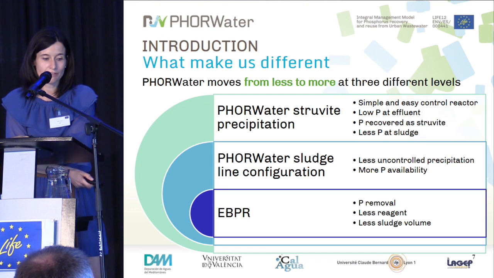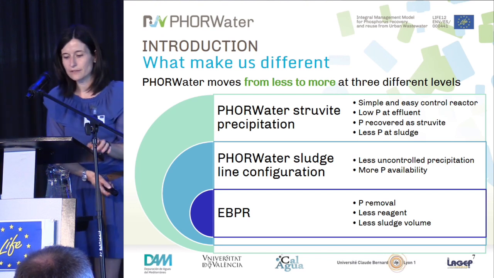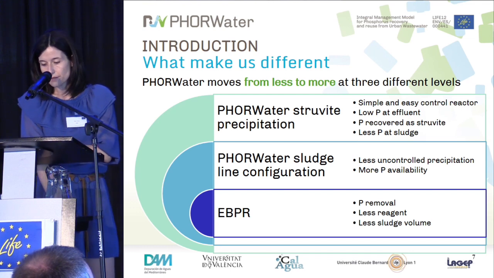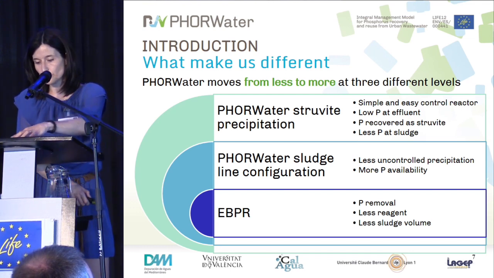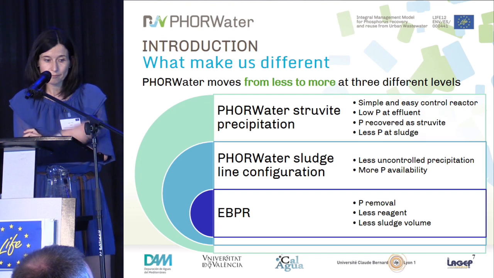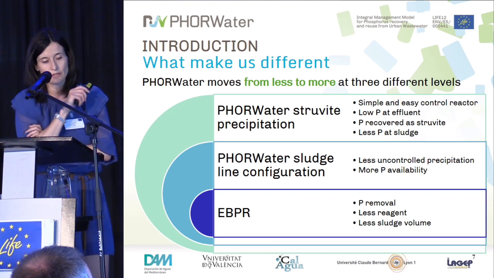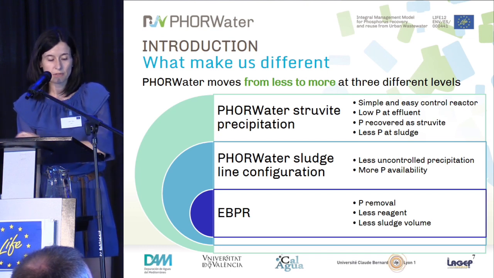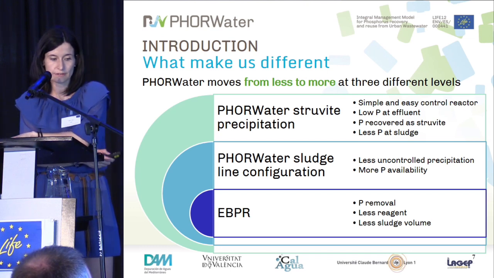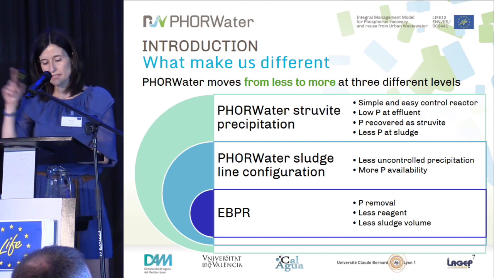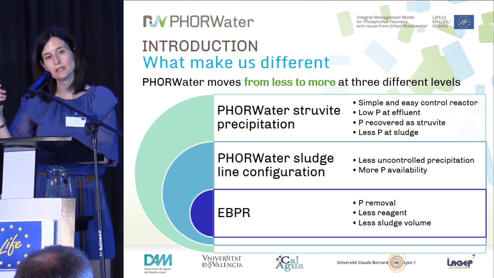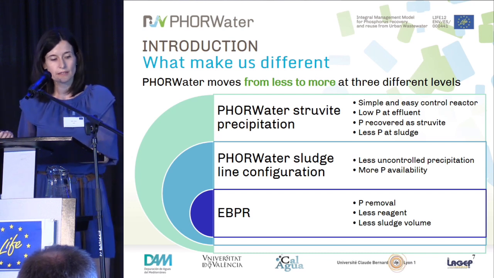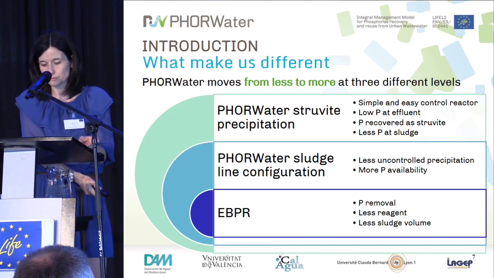In PHORWater, we have moved from less to more. We started improving the biological phosphorus removal process. Then we went to a whole study of the sludge flows, and we did simulations in order to determine which was the best configuration to enhance the phosphorus release. And finally, we implemented the crystallization reactor.